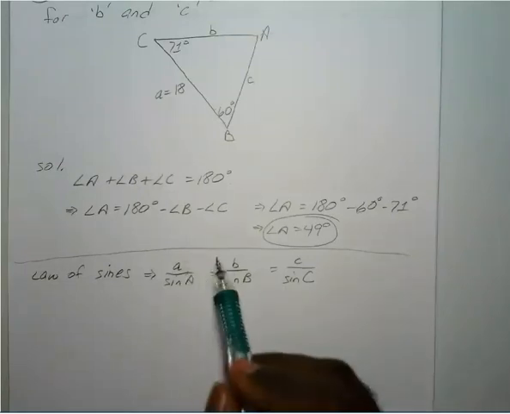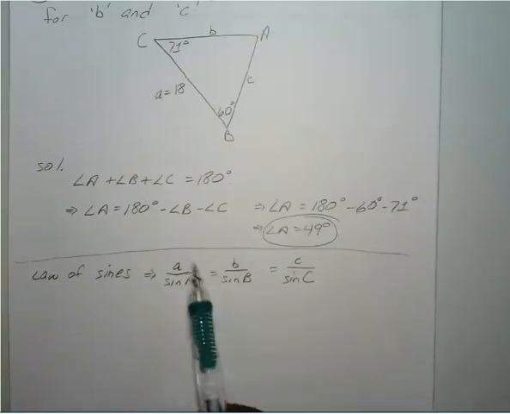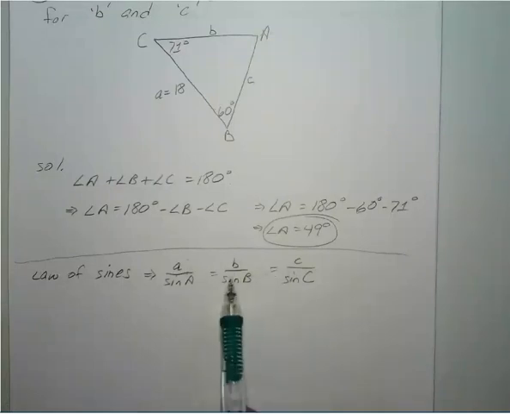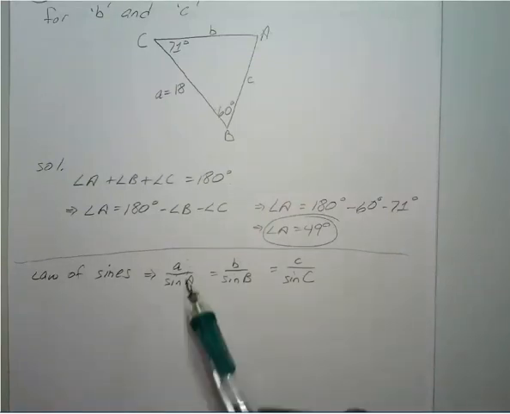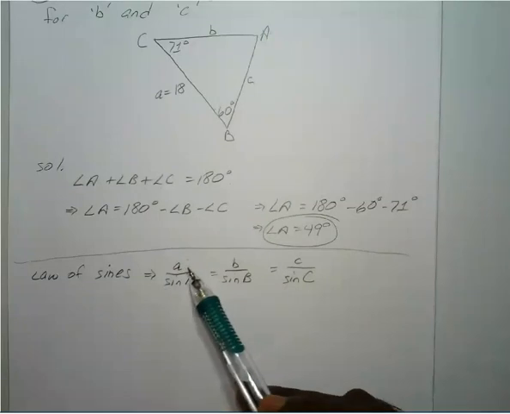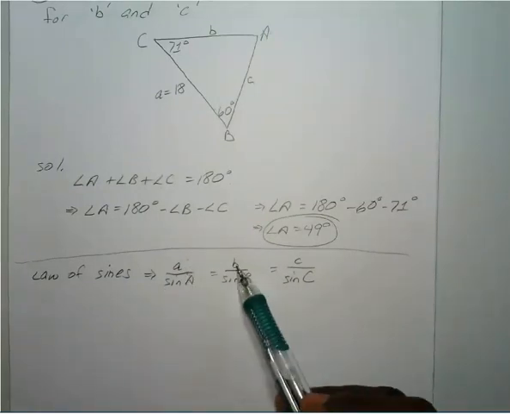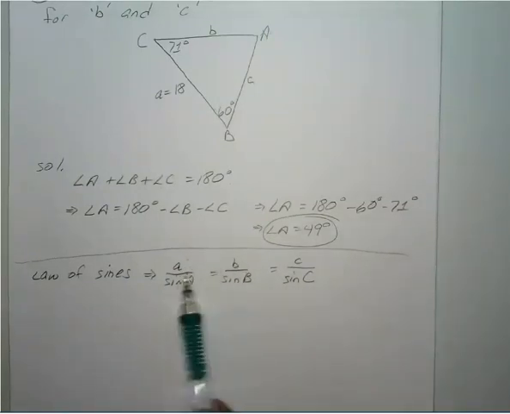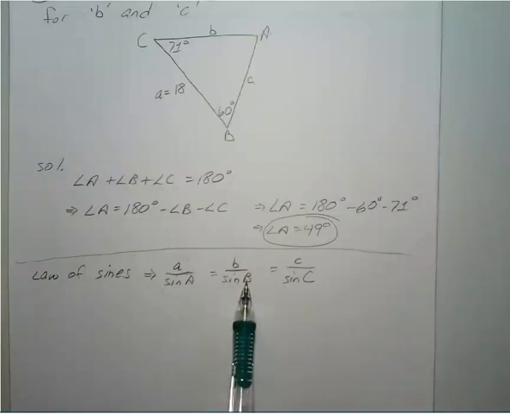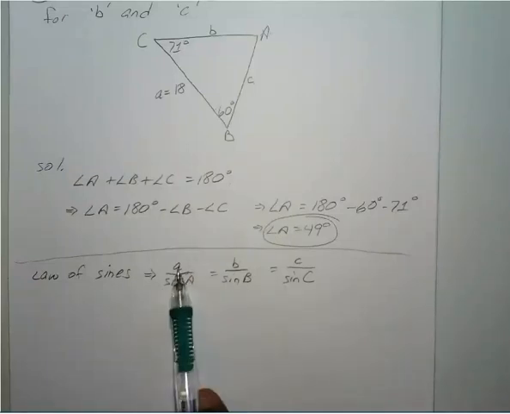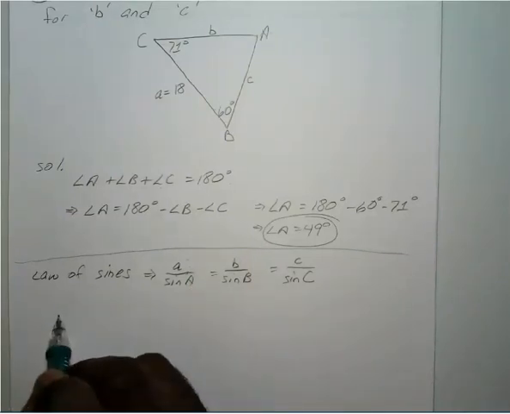Now remember, you can just use two of these. You can use A and B, or A and C, or B and C. You can use any two of them to solve for a missing side or angle. The only thing is you have to know at least three of the values. So you couldn't solve for side B if you're using these two without knowing angle B, angle A, and side A. So that's why we needed angle A, because you have to know at least three out of the four values.